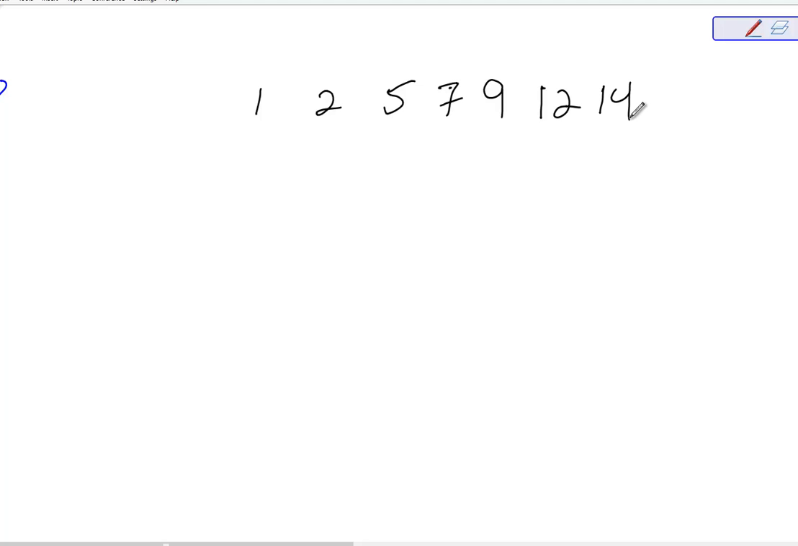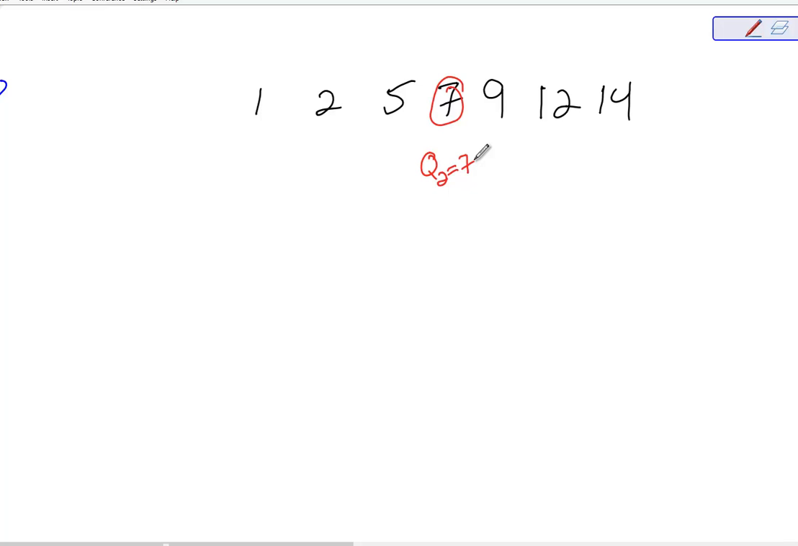In this one, step 1 is to put them in order from least to greatest, which I've already done. Step 2 is to find the median. There are 7 numbers, so the middle number is a single number, and that is 7. So Q2 is 7.